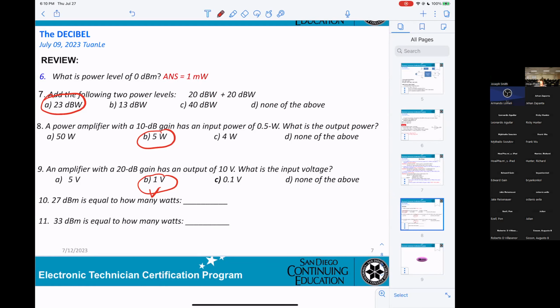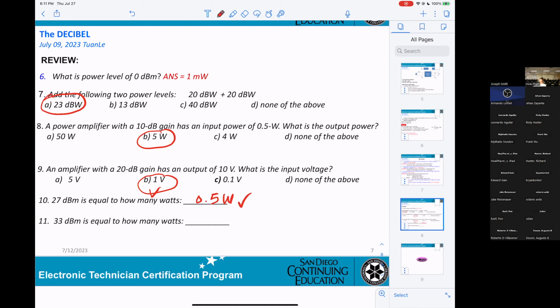0.5 volts. You say 0.5? Yeah. Anyone else? Yes, it's 0.5 watts. It's correct, right? Yeah, it's got it. Good. Next one, last time.